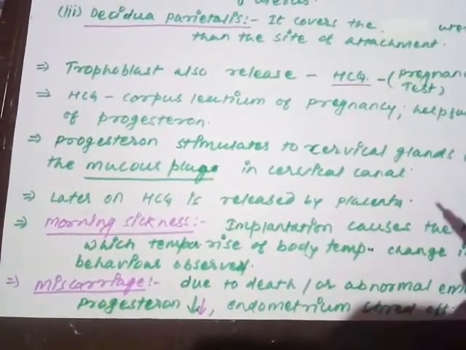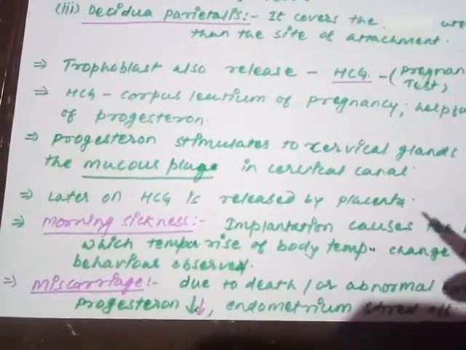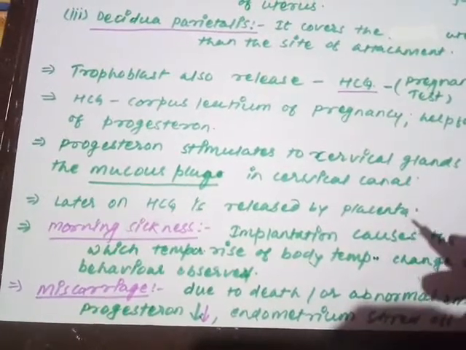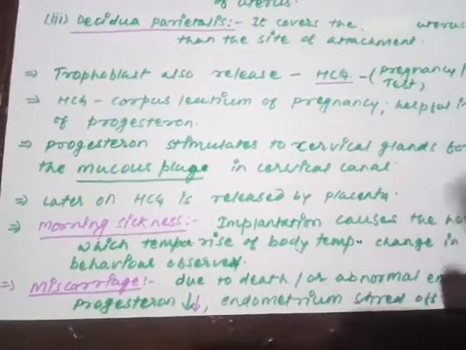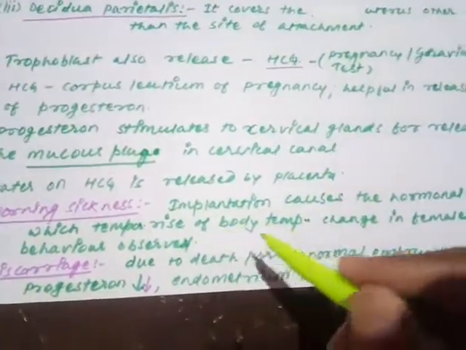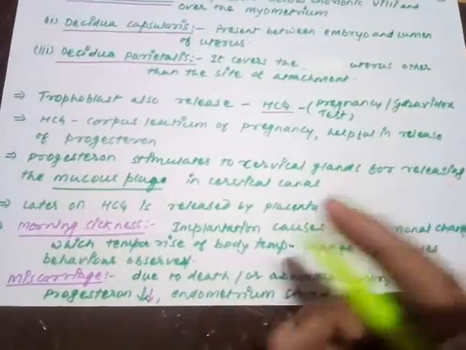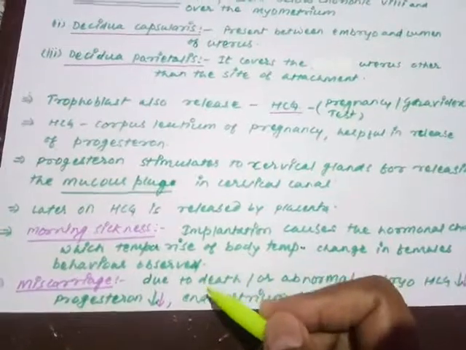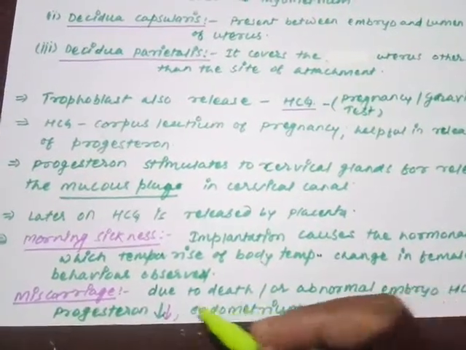Those are all pregnancy symptoms, and if at that time we perform the pregnancy test, the female will be positive with the help of hCG antiserum only. So all these events are called morning sickness. The implantation causes hormonal changes which temporarily raise the body temperature and change the female's behavior and mood, with mood swings and a specific desire to have a kind of food.